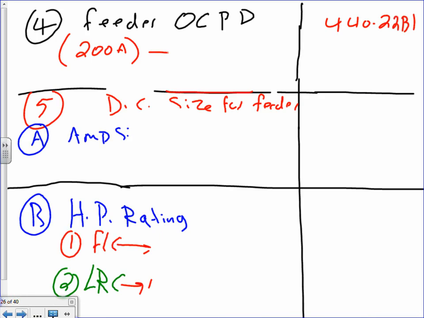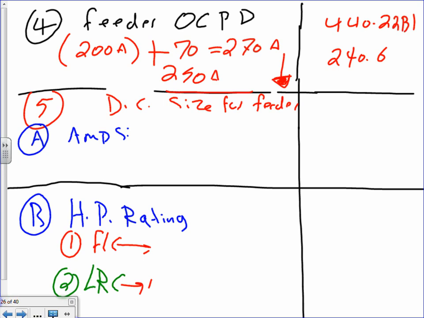Exactly like motors, guys. Add to this the full load current of the other one. That was 70 amps, so that will be 270 amps, okay? And if it's not a standard, then you're going to go to 240.6. If it's not a standard, where are we heading? We're heading south. So 270 is not a standard. What's the next standard? 250? Is there anything between? Can somebody check? Should be 250. So my overcurrent protection device for the feeder is 250.